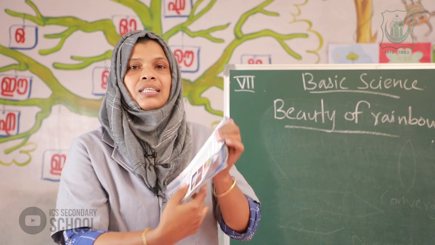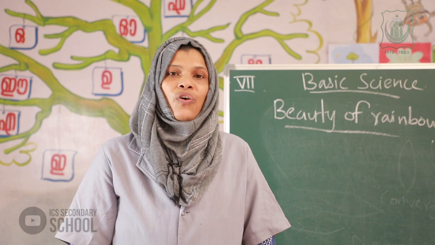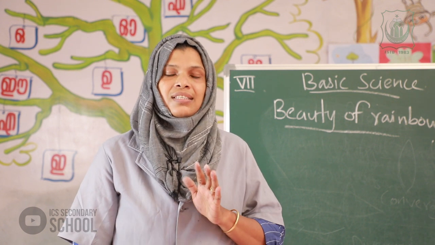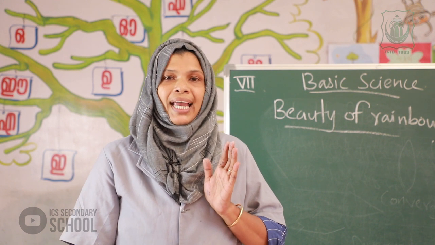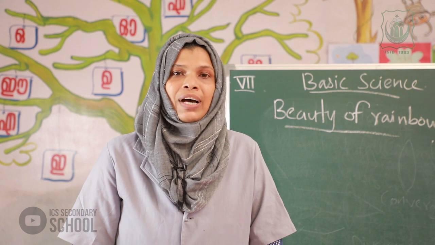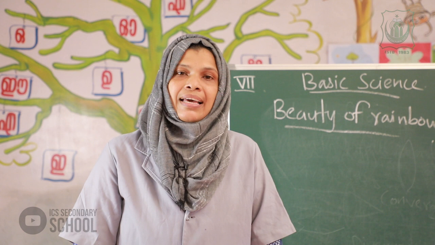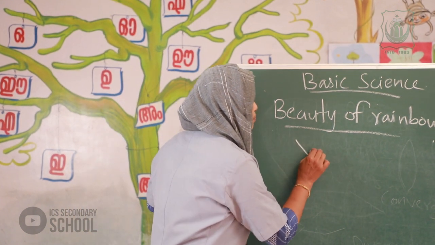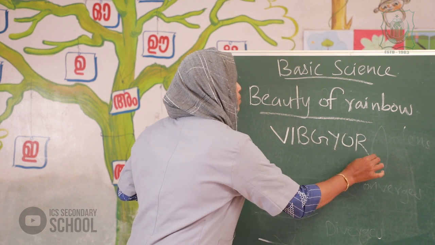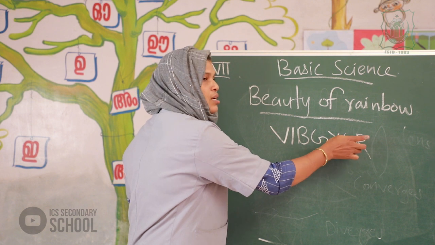This means that sunlight is a white light. Sunlight is a white light that contains 7 colors. Which are the colors? Violet, indigo, blue, green, yellow, orange, red. That means VIBGYOR.